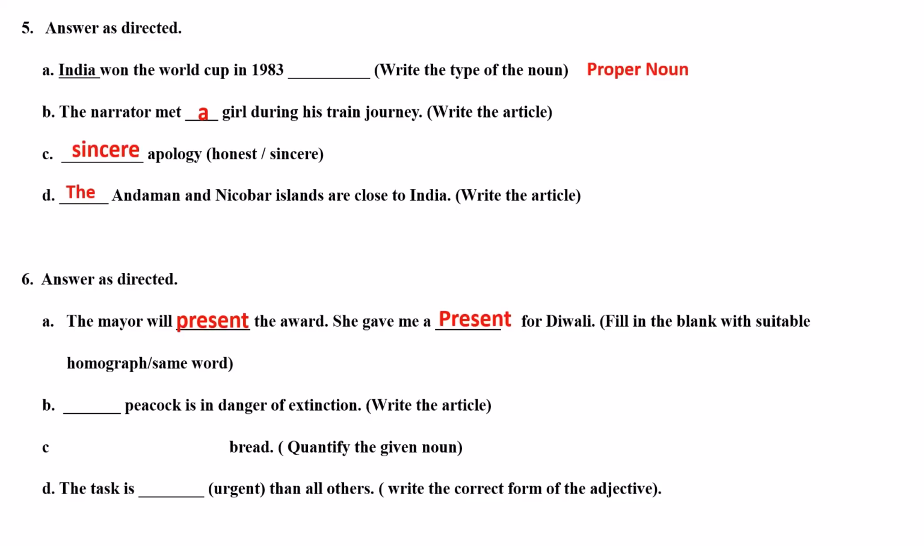The mayor will present the award. She gave me a present for Diwali. Here it is a verb and here it is a noun. Dash peacock is in danger of extinction. Write the article. The peacock is in danger of extinction. Dash bread. Quantify the given noun. A slice of bread or a loaf of bread will be correct.